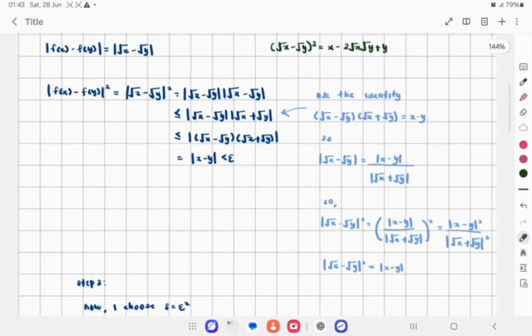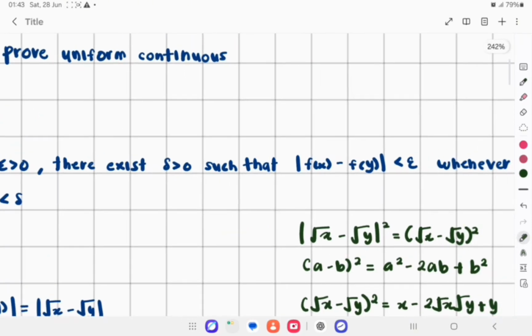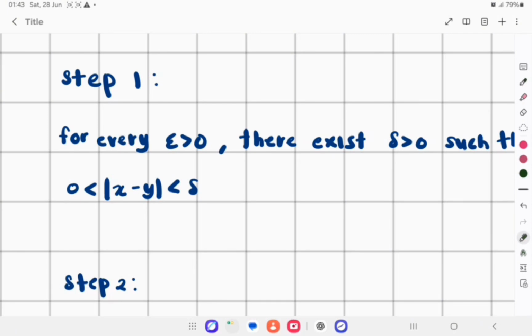Okay, for part 1, step 1, start with the definition. For every epsilon greater than 0, there exists delta greater than 0 such that modulus f(x) minus f(y) is less than epsilon whenever 0 is less than absolute value of x minus y and this is less than delta. So, we proceed to step 2.